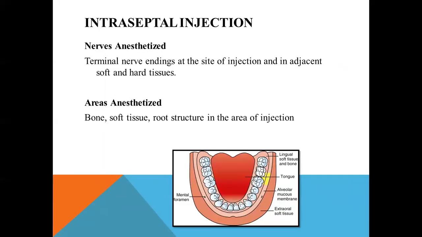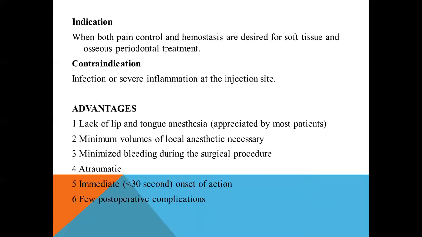Coming to the intraseptal injections. This is one of the few accessory injections, which includes intraseptal. The nerves anesthetized will be the terminal nerve endings at the site of injection and in adjacent soft and hard tissues. The area anesthetized will be the bone, soft tissue, and root structures in the area of injection. It is indicated when both pain control and hemostasis are desired for soft tissue and osseous periodontal treatment. Contraindications are infections or severe inflammation at the injection site.